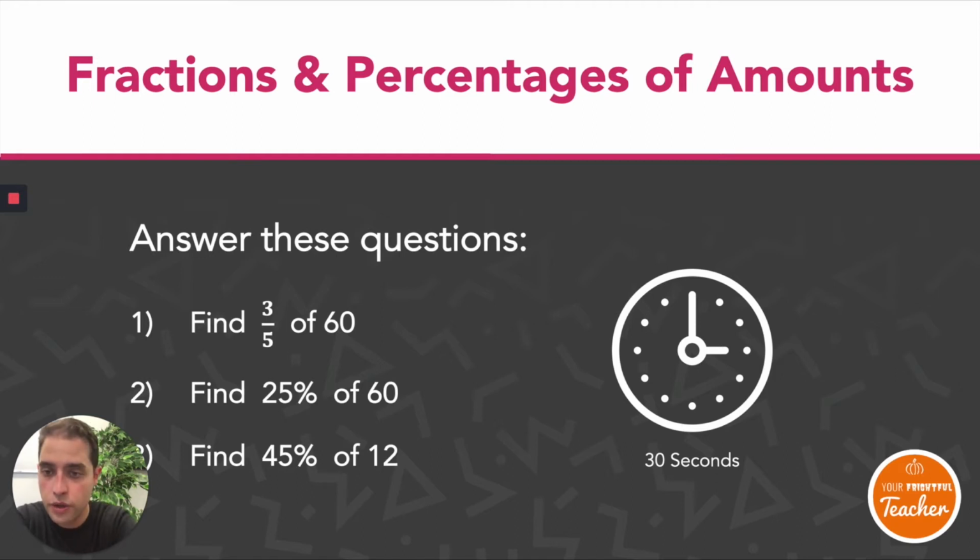Okay, find 3/5 of 60. Then find 25% of 60. And finally, find 45% of 12.